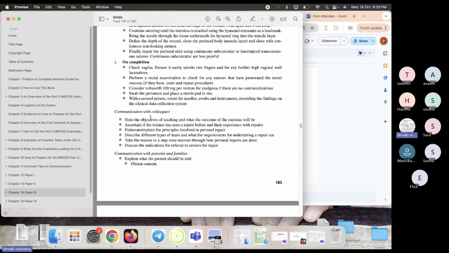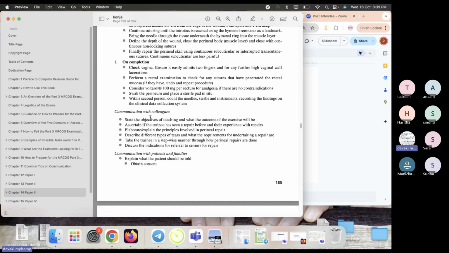What we have seen in RCOG exam courses is that the trainee is not keen on maintaining asepsis. After wearing the gloves, he touches here and there. So these are the points you have to be very keen on: what he is doing right and what he is not doing right. Identifying that is very important. Take the trainee stepwise through the perineal repair as done. Discuss the indications for referral to a senior for repair. Here we do not basically need that.